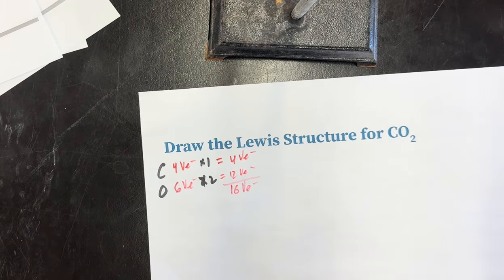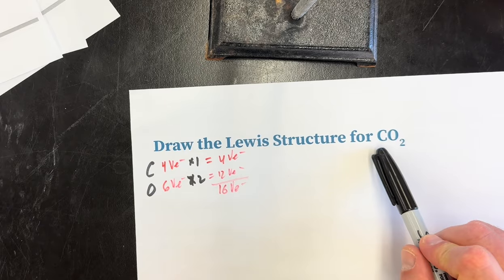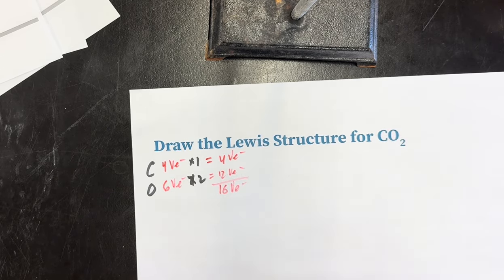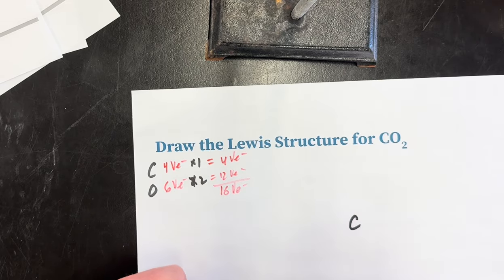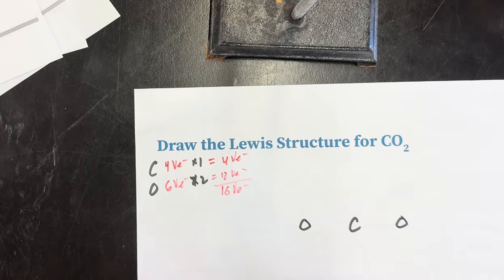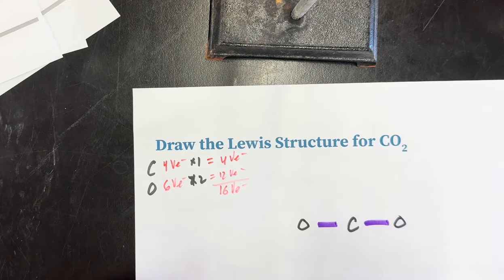So again, I'm going to start with the atom that's presented to me first, or carbon if it's present. Since carbon is present, I'm going to put my carbon in the middle, and to that I'm going to add my oxygens, as far apart from each other as I can. Then I'm going to start with my single bonds right away.